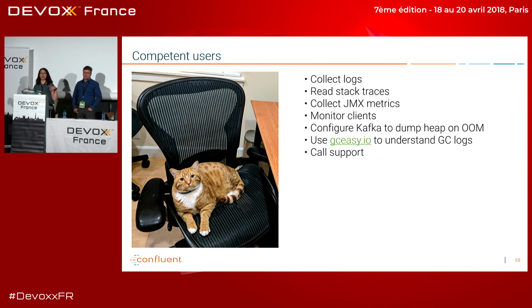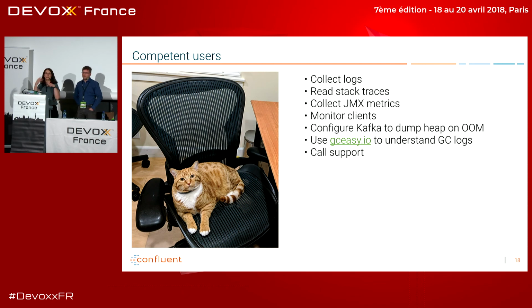You can configure Kafka to do heap dumps when it runs out of memory. That helps us a lot, although we don't expect everyone to do it. Use GC Easy to understand the garbage collection log. It changed my life. So many Kafka problems are actually garbage collection problems. And then before you start changing random parameters and bouncing a bunch of stuff, maybe call your favorite support team and tell them what happened.